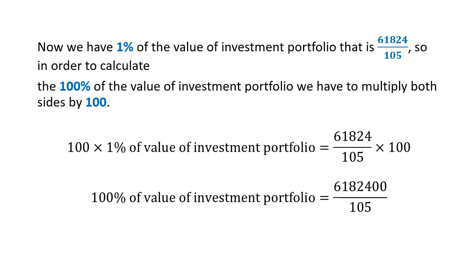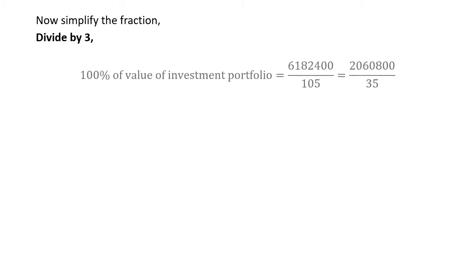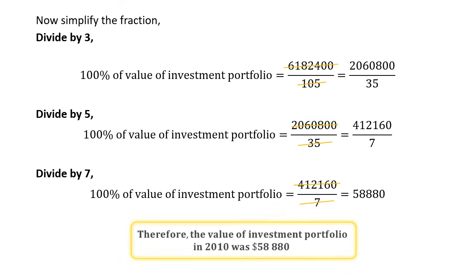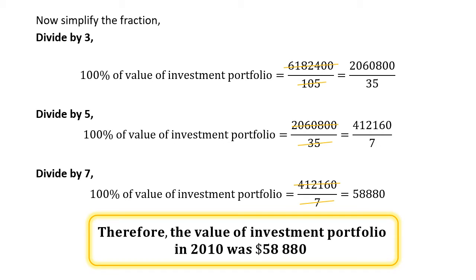Now we have 1% of the value of the investment portfolio, that is 61,824 upon 105, so in order to calculate 100% of the value of the investment portfolio we have to multiply both sides by 100 as shown in the steps. After multiplying, we have 100% of the value of the investment portfolio, that is 6,182,400 upon 105. Now simplify the fraction. After simplification we have 58,880, therefore, the value of the investment portfolio in 2010 was $58,880.